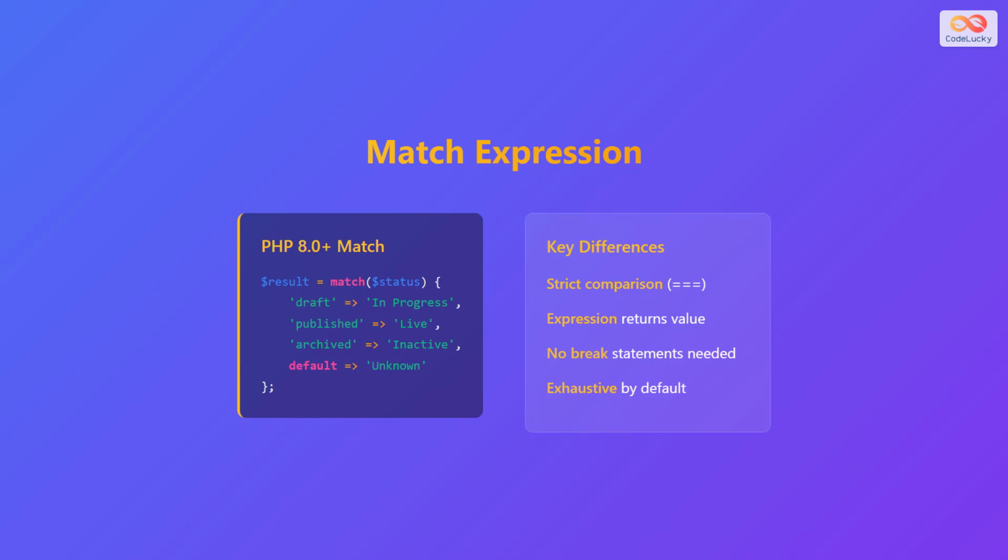Key differences between match and switch include strict comparison using triple equals, the fact that it's an expression that returns a value, that there's no need for break statements, and that it's exhaustive by default.